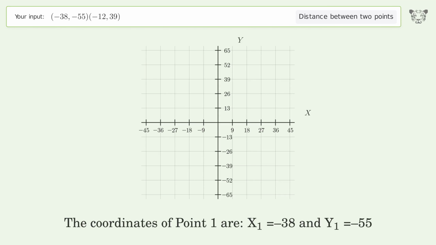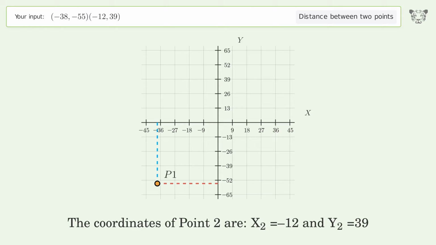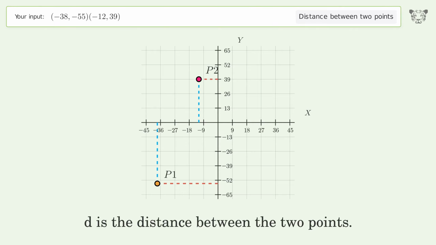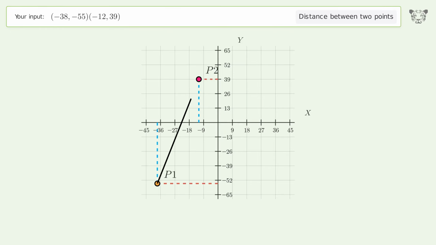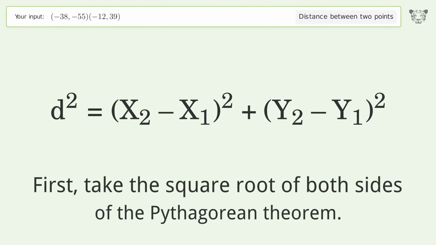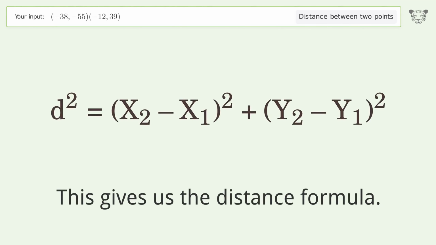The coordinates of point 1 are x1 equals -38 and y1 equals -55. The coordinates of point 2 are x2 equals -12 and y2 equals 39. D is the distance between the 2 points. First, take the square root of both sides of the Pythagorean theorem. This gives us the distance formula.